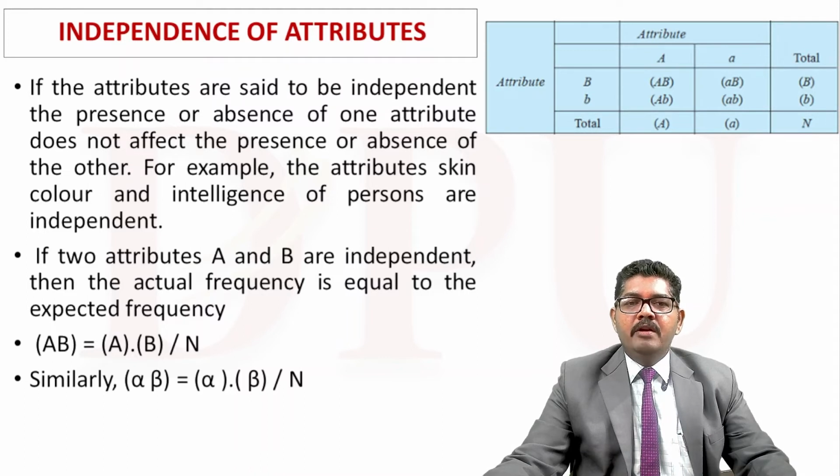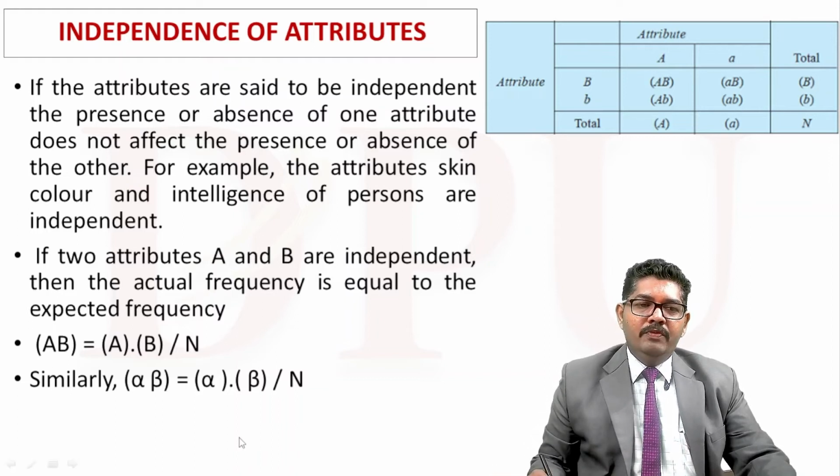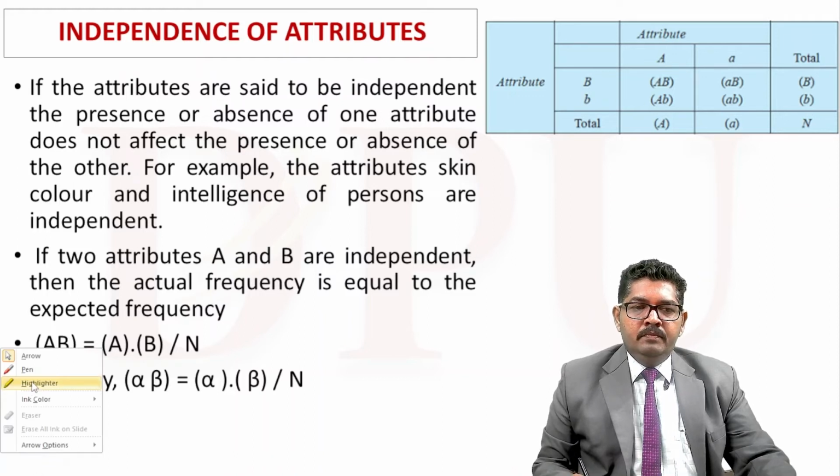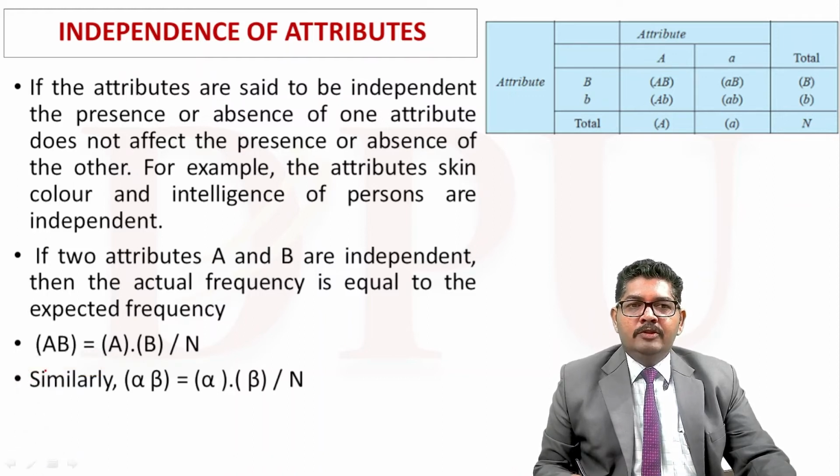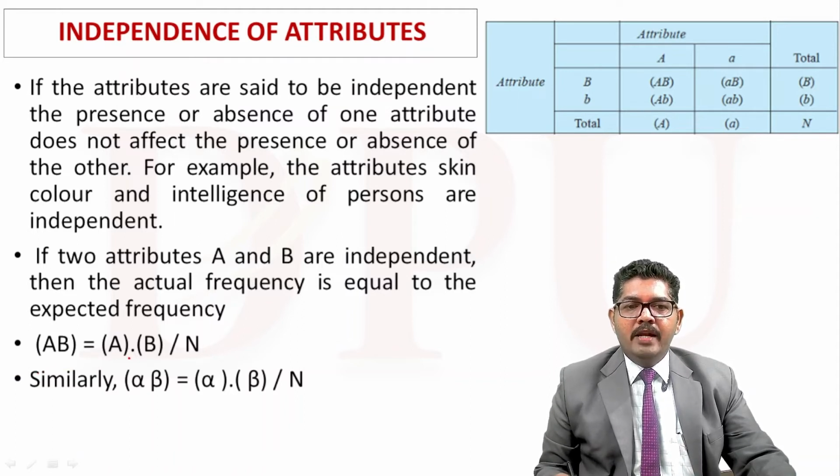For example, the attributes skin color and intelligence of a person are independent. If two attributes A and B are independent, then the actual frequency is equal to the expected frequency. This is very important. If there is no association between the attributes and the attributes are independent, then the actual frequency, which we get from this particular table, must be equal to the expected frequency.